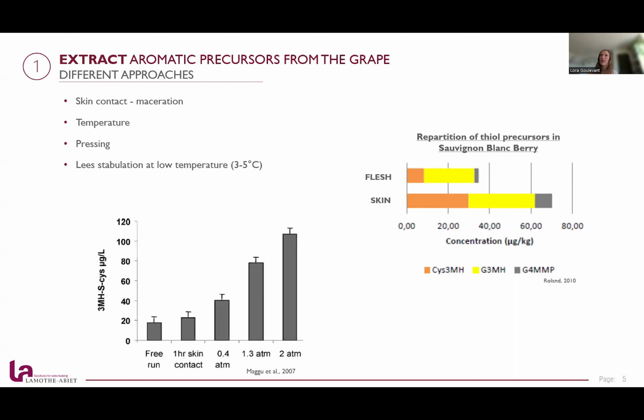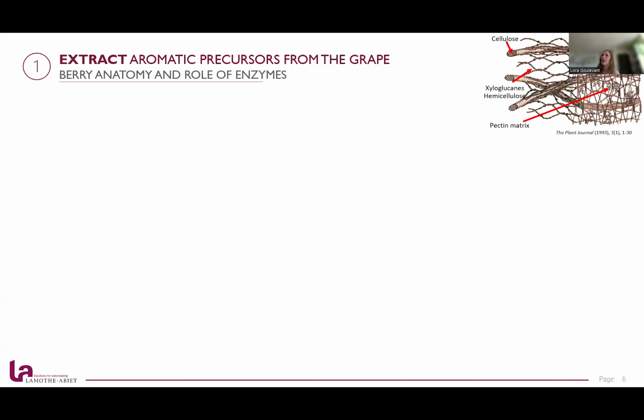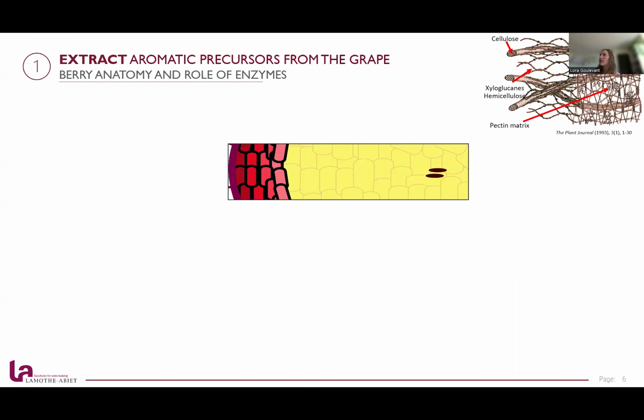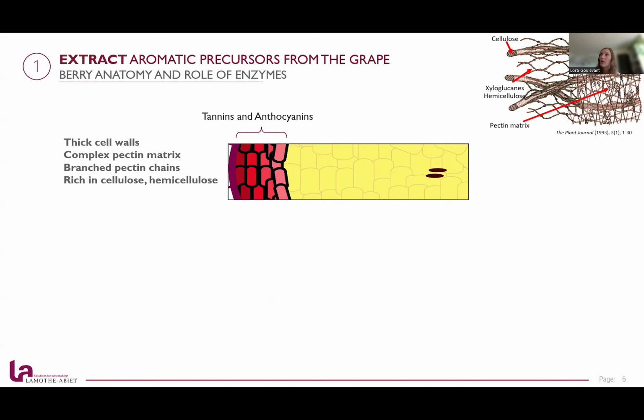Lead stabilization at low temperature is a practice to develop and extract more aromas and enzymes. So enzymes like enzyme crush. Just to give you some context, this is the pectin matrix. This is just a regular drawing of a berry. You can see that the skin is composed mainly of tannins, anthocyanins, but also aromas.